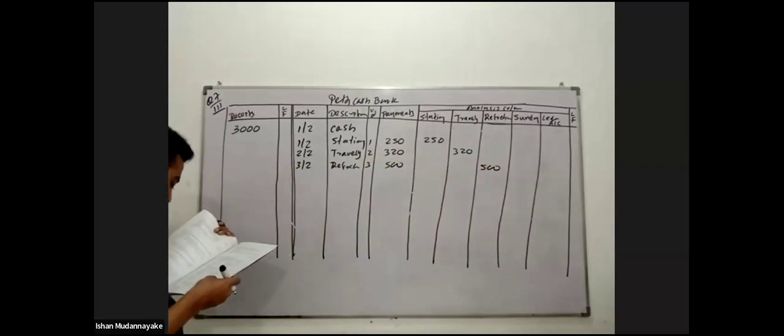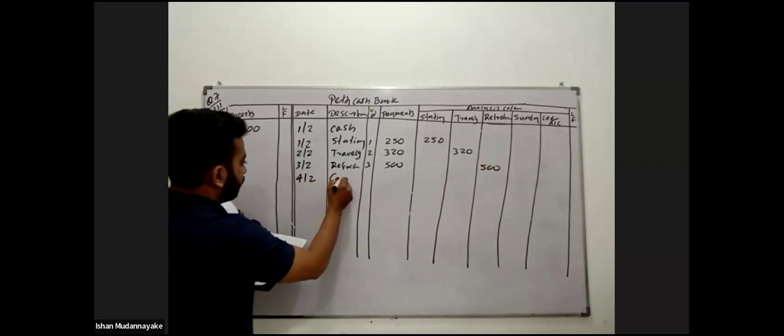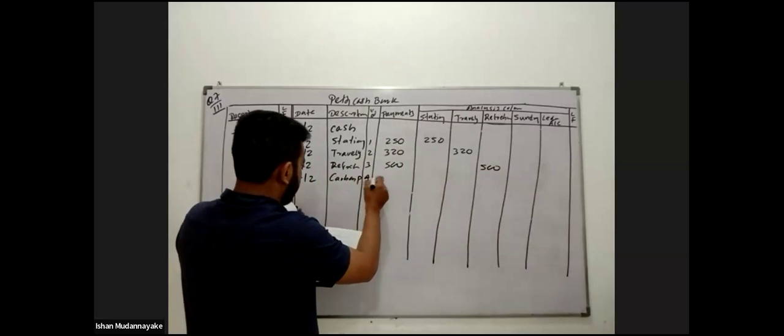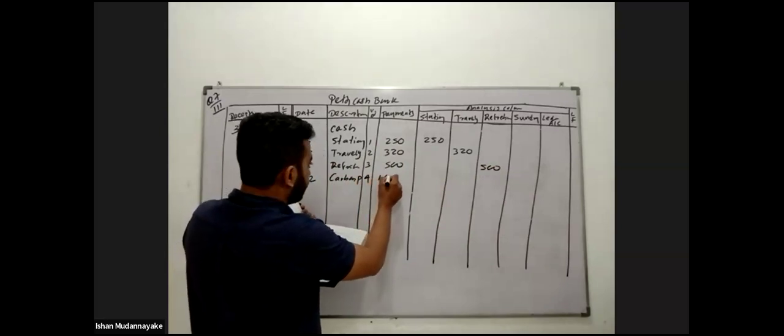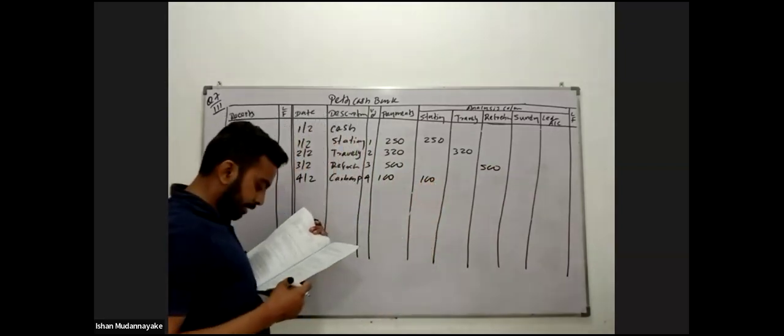Next one, carbon papers, 4th February, 100. We will categorize this under stationery.